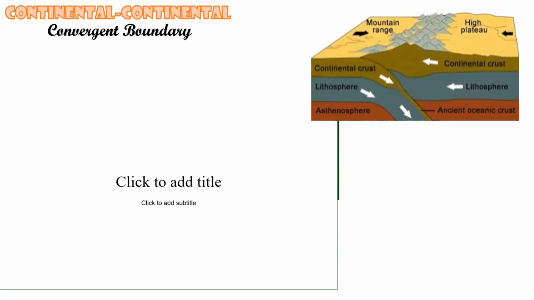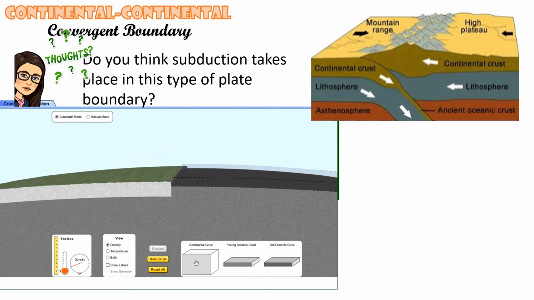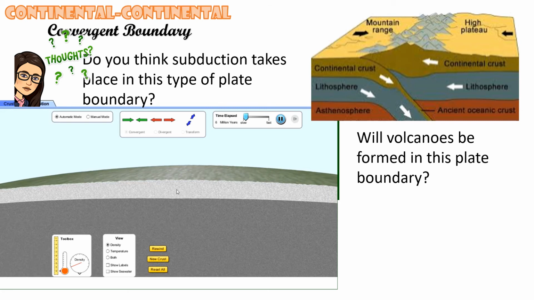The last type of convergent plate boundary is the continental convergent plate boundary. Do you think subduction takes place in this type of plate boundary? So we have here continental convergence. Will volcanoes be formed in this plate boundary? Let us see. Try to observe the animation below.